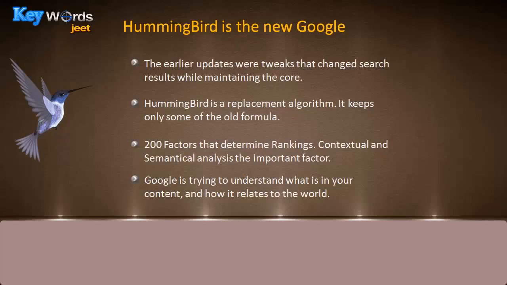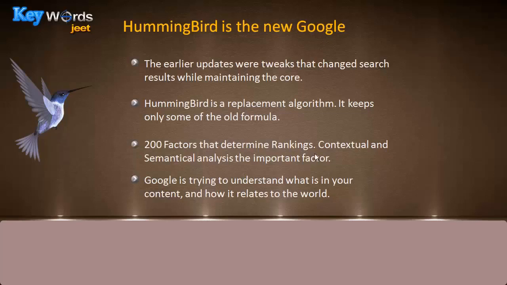All the earlier updates that we've seen on Google in recent times, including Panda and Penguin and all the others, were actually tweaks to the main algorithm. The main algorithm was just improved a little bit, and the core, the PageRank system, was maintained. It was still the same. But Hummingbird is a very different move by Google. Hummingbird is a replacement algorithm.